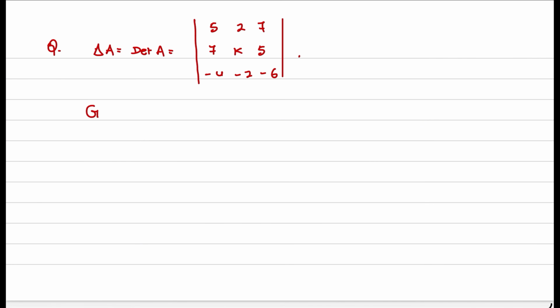Given that last digit of delta A to the power of 2025 is equal to 1. This is the only equation given. Find k is equal to how much? There are numerous steps involved in it. We will go for the solution.